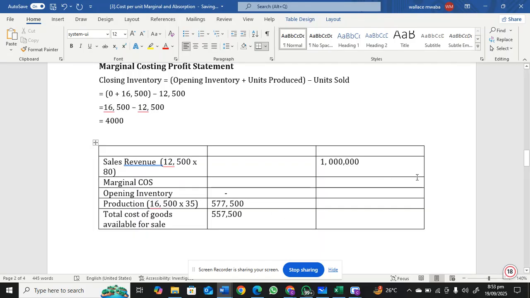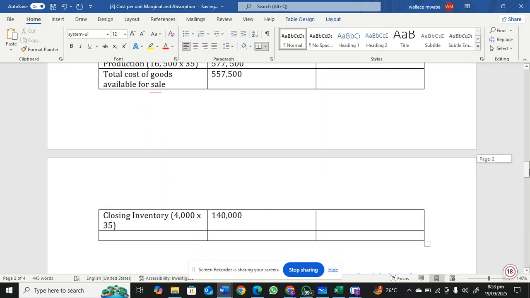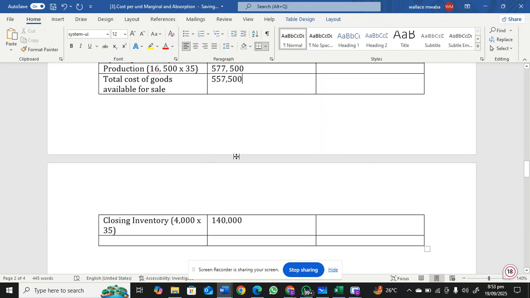Okay. Then once you've added these two, that's when you deduct your closing inventory. So you get your total cost of goods available for sale by adding the opening inventory and the production. Then after you get your total cost of goods available for sale, you need to deduct your closing inventory, right?